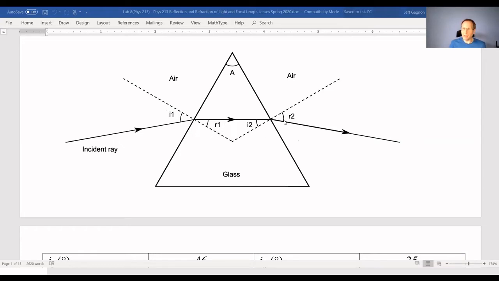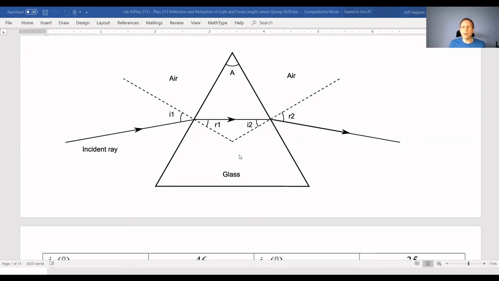Then for the second face, think of it as two different problems. It's first going from air to glass, and then think of it as starting in the glass and going back to air. So for the second part, I2 is your angle of incidence when it starts in the glass. And then when it goes to air, where the index of refraction is smaller, it's going to bend away from the normal. So R2 would be your angle of refraction. So think of I as incidence, R as refraction.